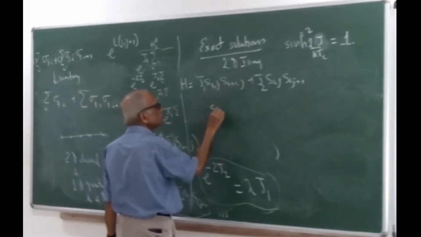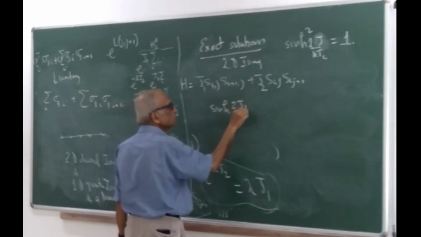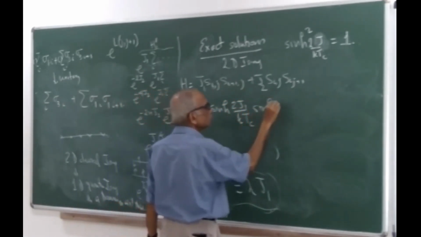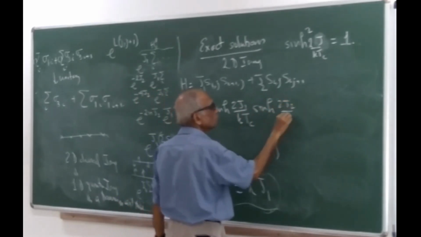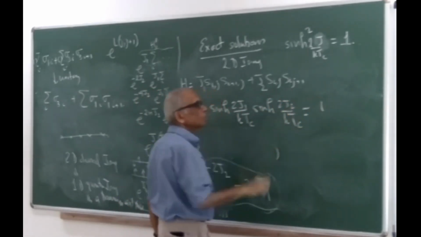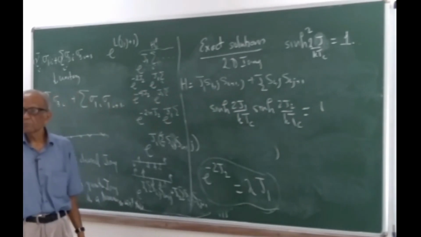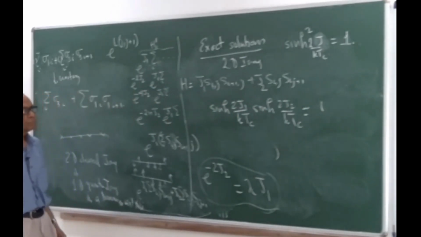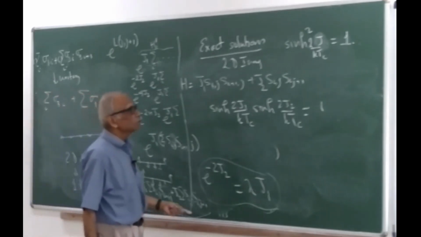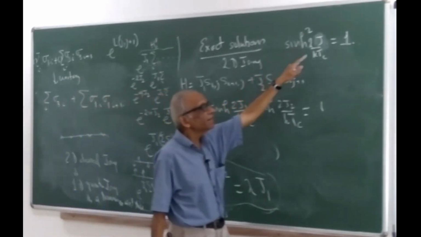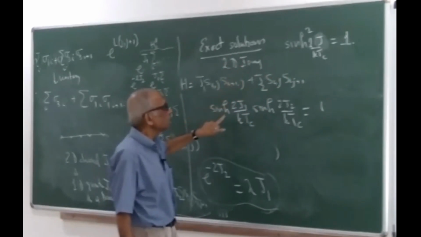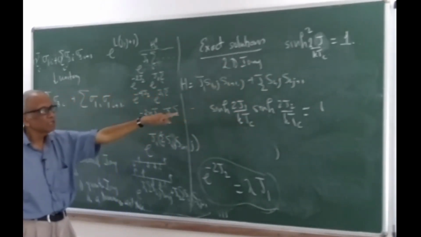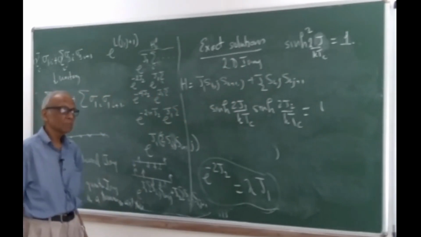Anisotropic, the exact answer is 2J1 by KTC sinh 2J2 by KTC. That's the exact answer. So exact solutions: isotropic Ising is this, and anisotropic Ising with J1 and J2 along the two directions is given by that. All right.